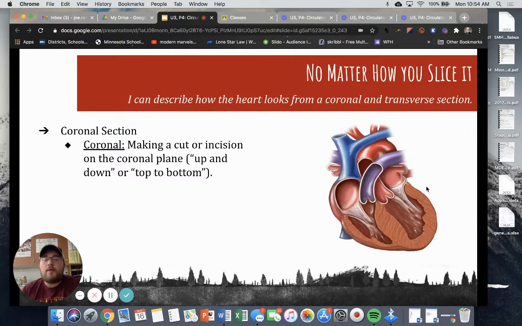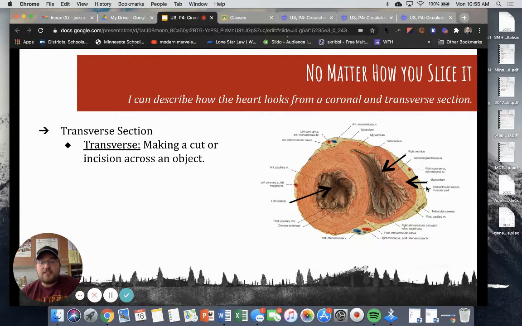Coronal section is when we make a cut or incision on the coronal plane. So this is up or down or top to bottom. So like that, okay? So this is the one that we're actually going to do in class, a coronal section. A transverse section, on the other hand, is if we were to make a cut across an object, okay? So that's what that would look like. So you can kind of see the left ventricle over here and the right ventricle over here. That's if we were to cut it right lengthwise.